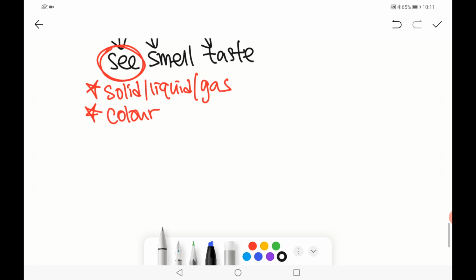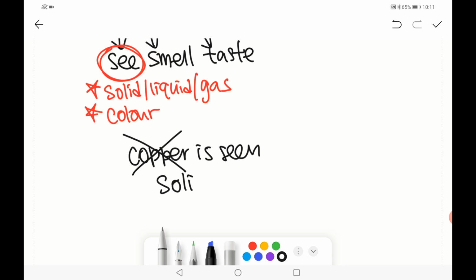Let's say there is an experiment, and you know exactly the experiment produces copper. You cannot say a copper is seen. You cannot write that, because when you first look at it, you have no idea at all that it is copper. So for observation, you should write that the copper appears as a solid. Any color that you know about copper? If you recall, copper is a brown solid. So you should write a brown solid is produced or is seen. You don't write copper is seen.